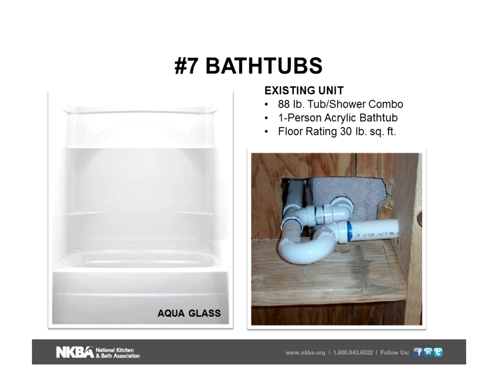It's one of those areas that can happen without thinking. In the existing home, we have an 88-pound tub shower combination unit. Now, that's the shipping weight, so if you take the packing material off, it'd probably be less than that. We know it's a 1-person acrylic bathtub, and it's in the upper level of the home that typically is rated at 30 pounds per square foot in that area of the home.